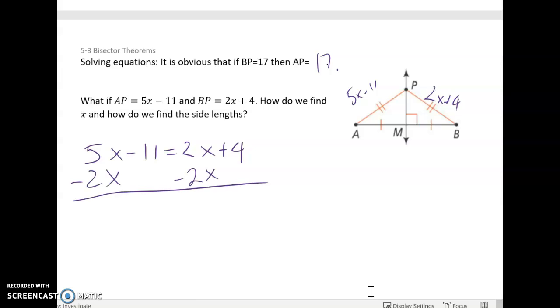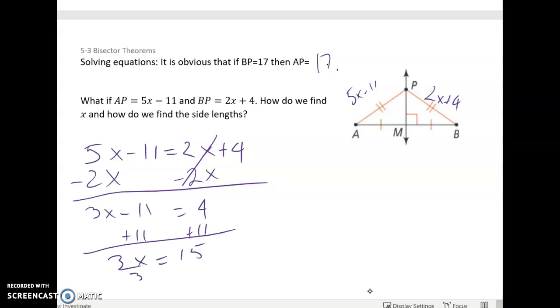Okay? That cancels out that. I'm left with 4 over here. 5x minus 2x is 3x. 3x minus 11 equals 4. Add 11 to both sides. Now I end up with 3x equals 15. Divide by 3. x equals 5. Okay? Now knowing that x equals 5 is not everything because I still have to find out what the lengths are. So AP, remember, is 5x minus 11.